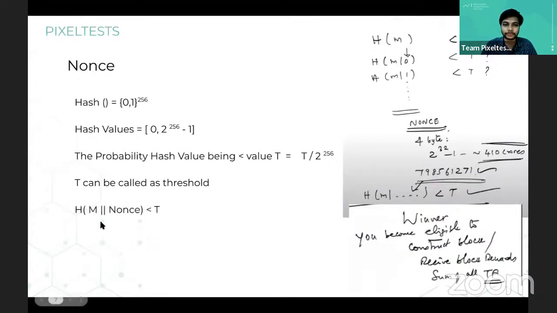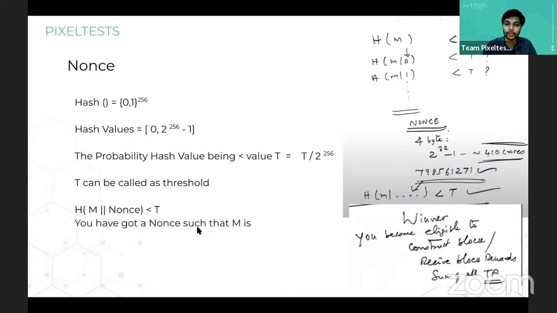So now let's say the hash of the combination of all the transactions combined with the nonce value is less than a set threshold, then that person, whatever nonce number he has found, becomes a winner, and this nonce gets added to the block header, right? Because we said in the block header there is a portion where the nonce is already there, right?